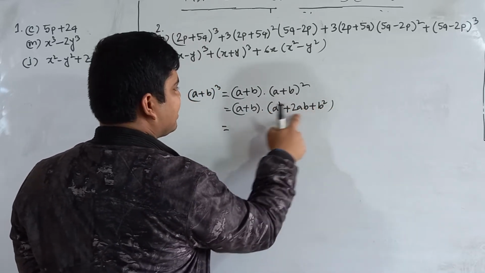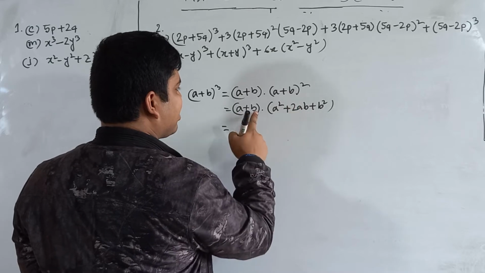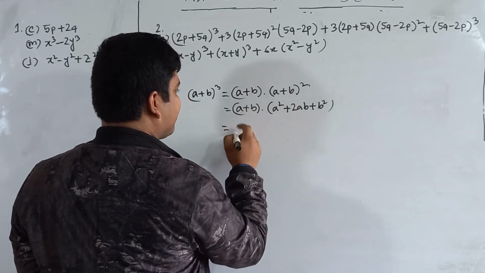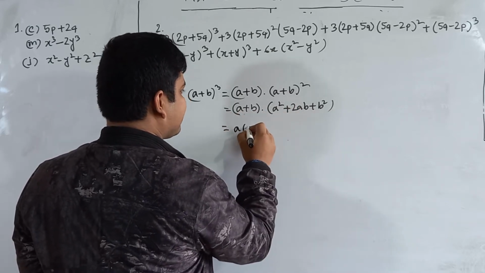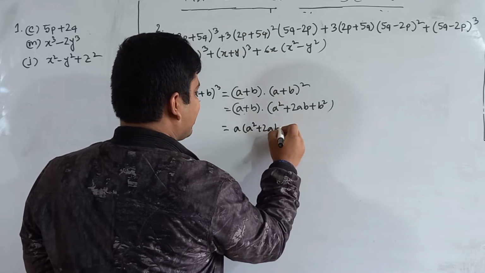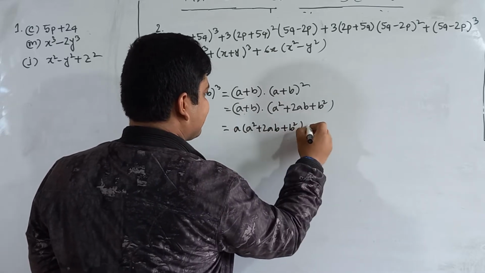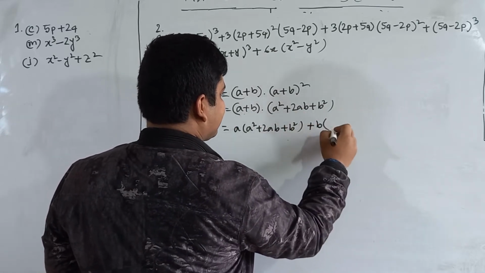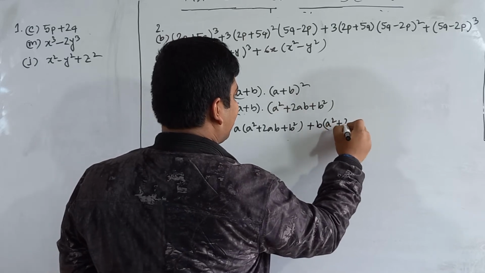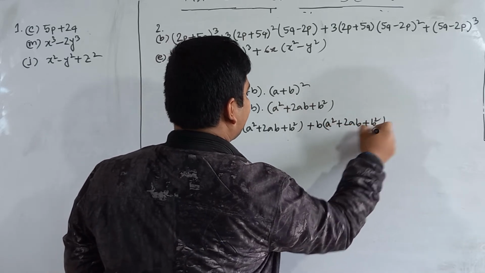Now we multiply this expression by a, and after that we multiply this expression by b. So if we multiply a with this, then we get a square plus 2ab plus b square. This plus is here, and b is multiplied with this expression. That means a square plus 2ab plus b square.